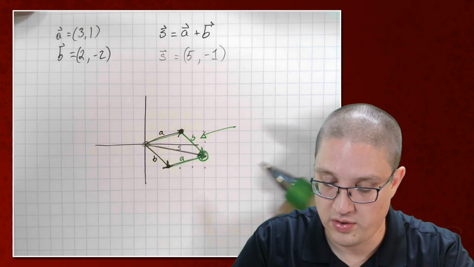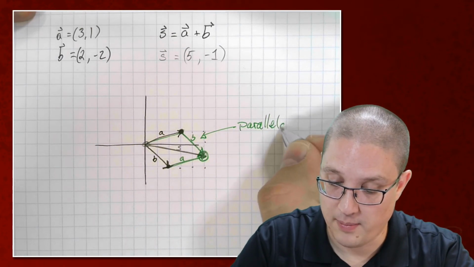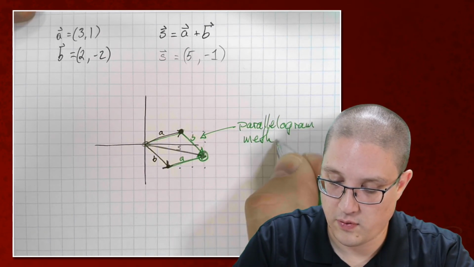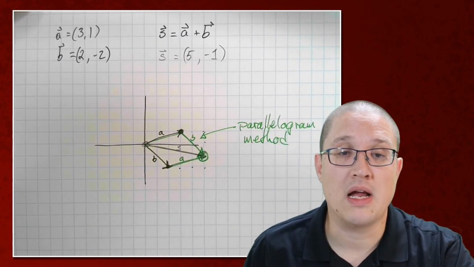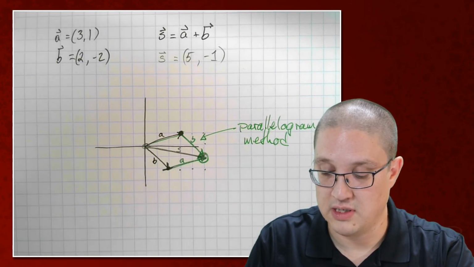And we actually call this here the parallelogram method. We can make a parallelogram with the vectors and end up getting our resultant as the diagonal of that parallelogram.